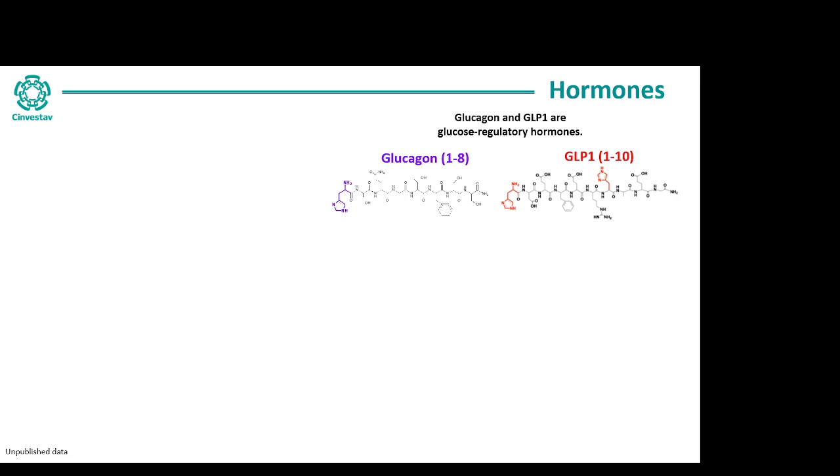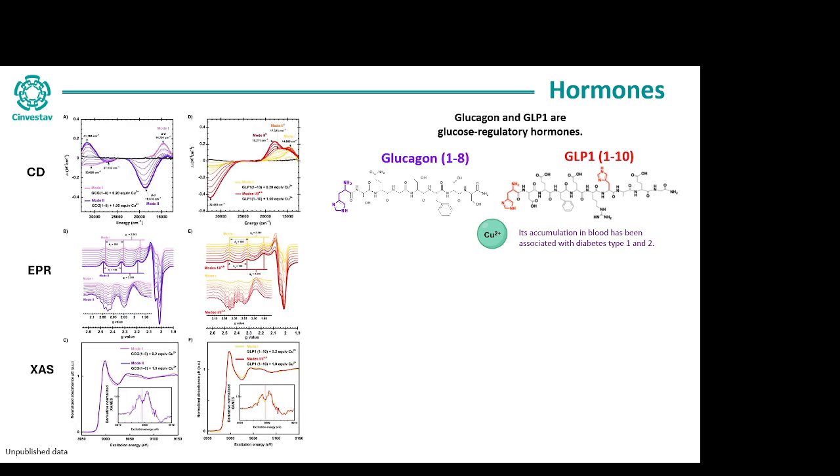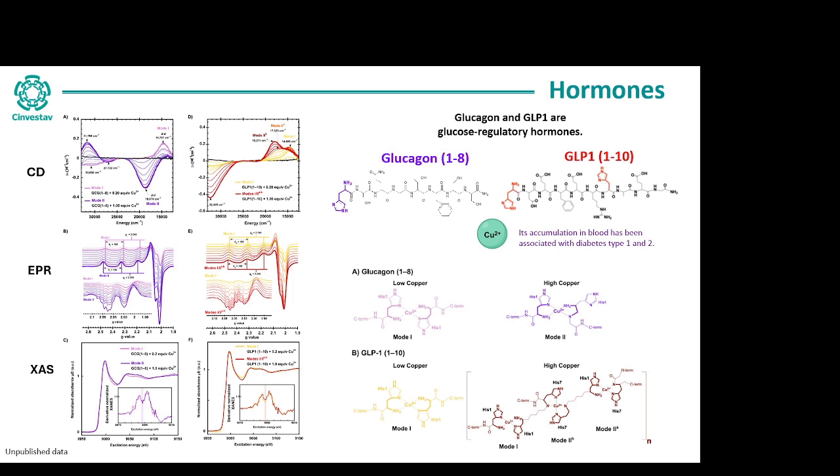Glucagon and GLP-1 are glucose regulatory hormones, but it's interesting because copper and its accumulation in blood has been associated with different diseases like diabetes type 2 and type 1. We wonder what happens if the copper is binding to this site. We see the EPR and XAS. This is a titration of different equivalents of the metal, and we can extract information from these spectra. So we can propose different models of how copper is binding around the hormones.